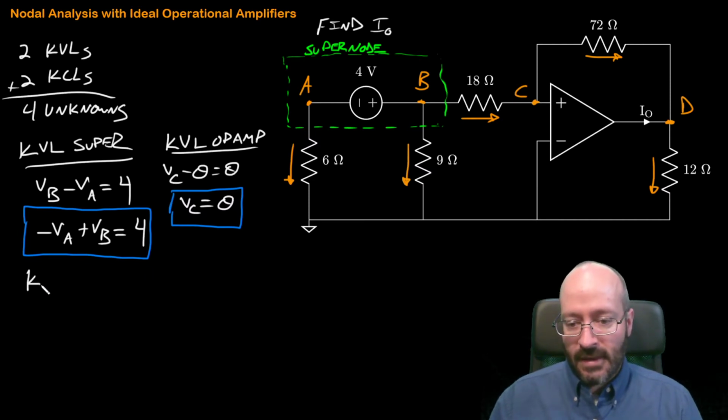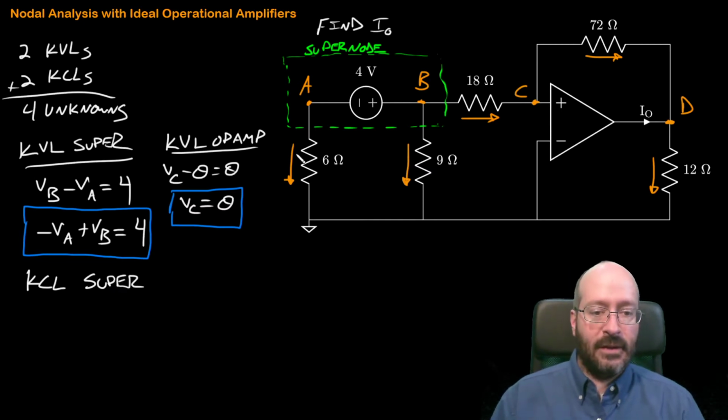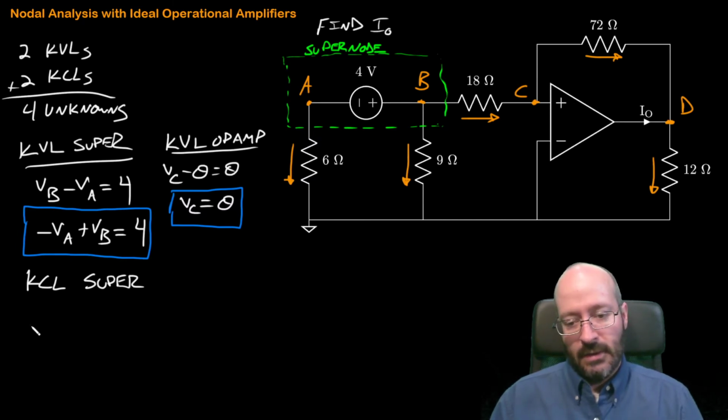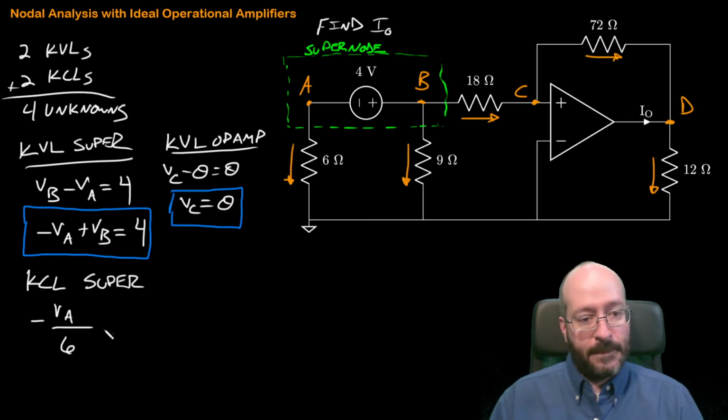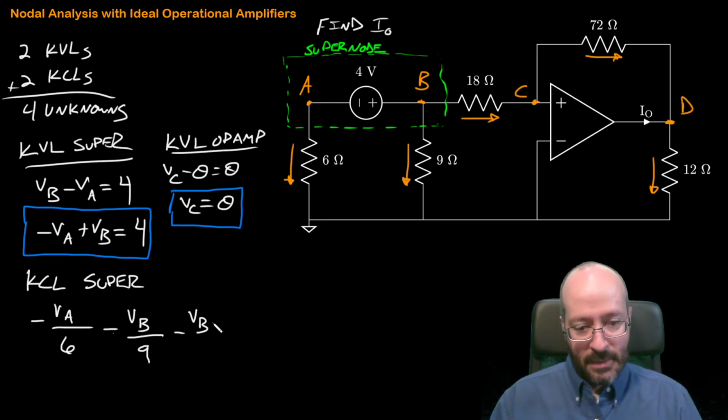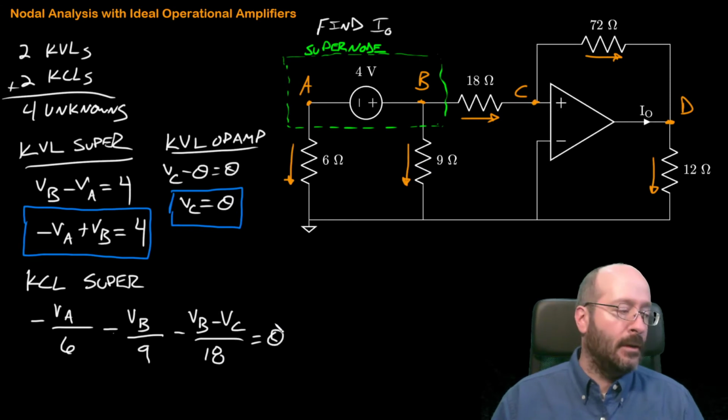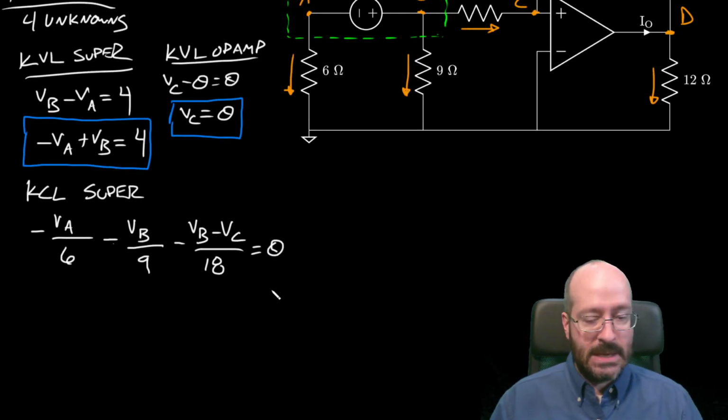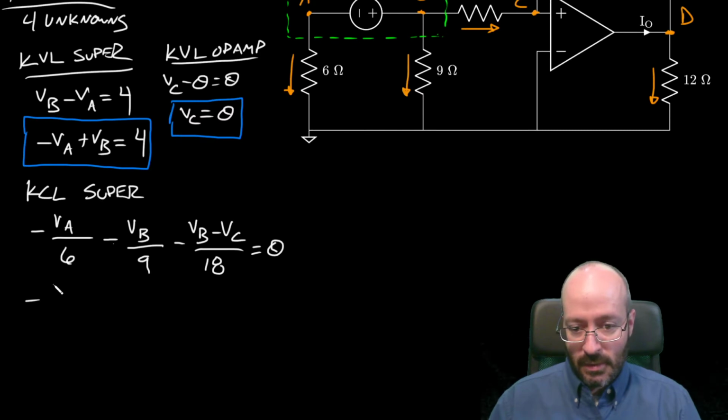Okay, so this is the KCL for the supernode. To my eye, it looks like this current, and this current, and this current are all leaving the supernode. So I'm going to have minus (VA minus 0) over 6, minus (VB minus 0) over 9, and then minus (VB minus VC) over 18. And that's equal to 0. Okay, that one looks pretty good to me. So we'll do our algebra on it.